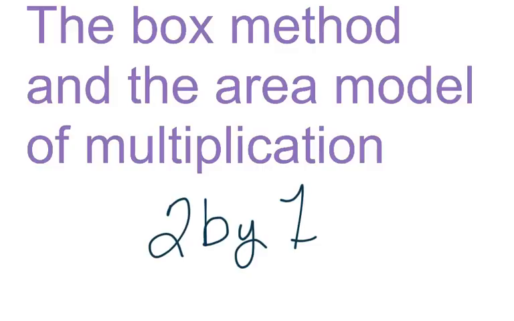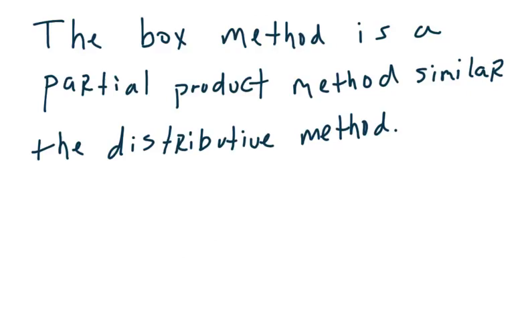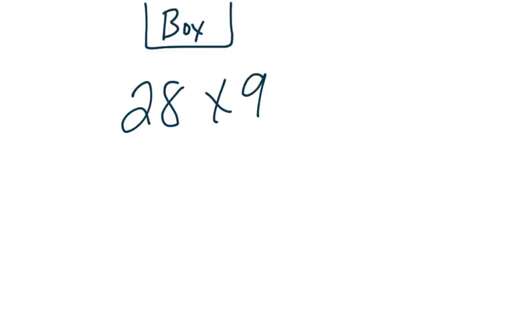So let's go ahead and look at a couple of examples. Y'all are going to love this because y'all are going to say, oh man, this is just like the distributive method. This is great. So the box method is a partial product method similar to the distributive method because you're going to be distributing one number across the value of each digit of another number. And today we're going to be using 2 by 1 multiplication. So our first example is going to be 28 times 9 using the box.